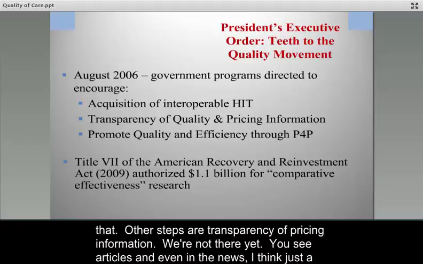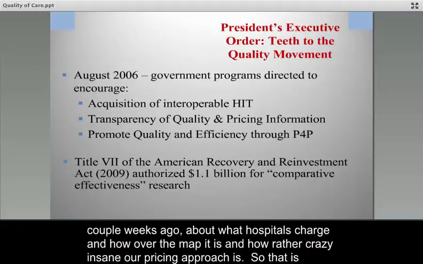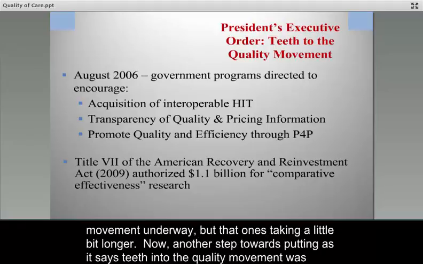Other steps are transparency of pricing information. And we're not there yet. You see articles even in the news, I think just a couple of weeks ago, about what hospitals charge and how over the map it is, and how rather crazy, insane our pricing approach is. So that is movement underway, but that one's taking a little bit longer.